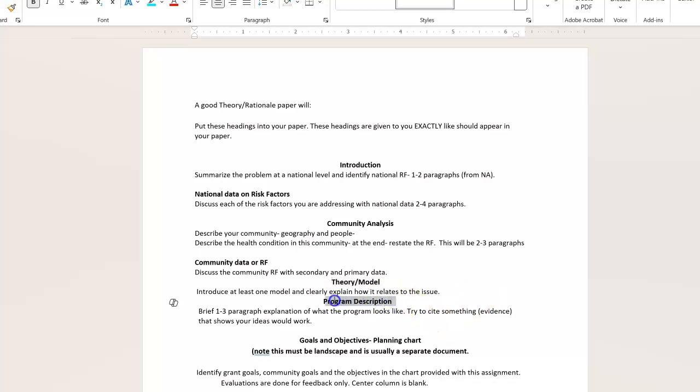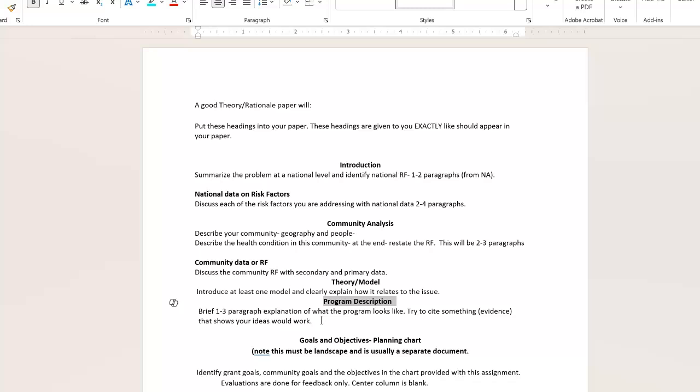The fourth section of the paper is a program description, and this is what you have as the program in your mind right now. It is not going to be as thorough as the next paper that you write, but you need to start to explain what the program looks like. If you have something, which you did in your theory rationale paper, some type of evidence, you would cite that as well. The best way to do this is to do it by goal.